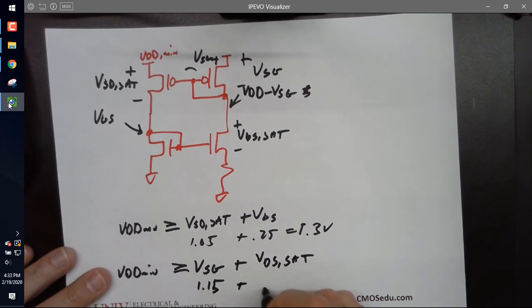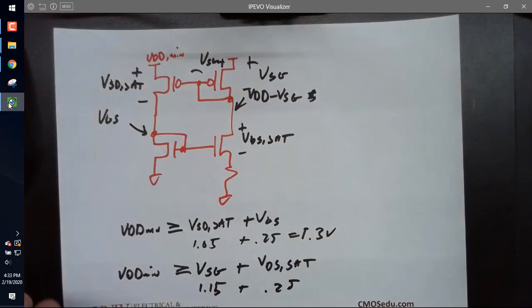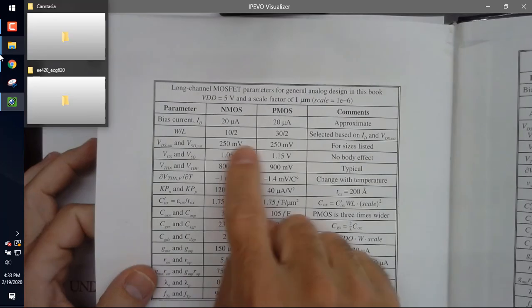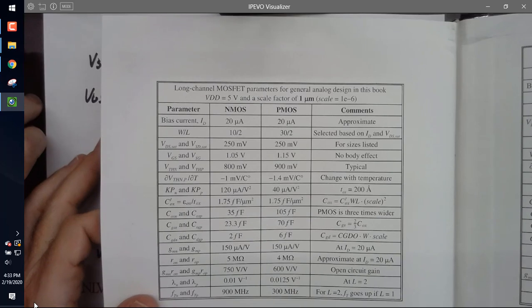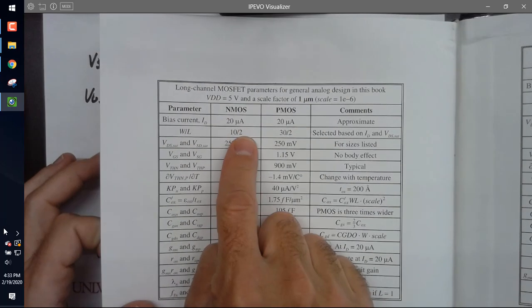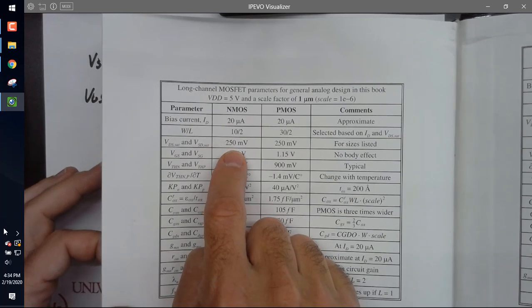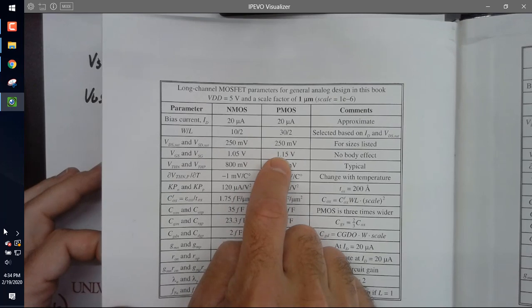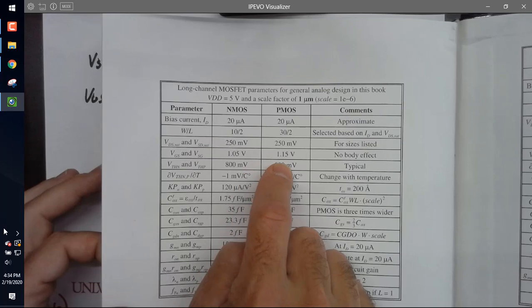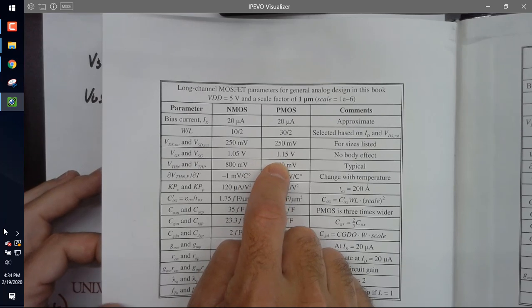VDS SAT is 0.25 again in the example. And I say that, does everybody know what I'm talking about when I say the example numbers that I just used, like in the back of the book? I said, okay, well, let's just, so we don't have to calculate the numbers over and over again, let's assume that a basic design is, of course, the device size changes, these are going to change. But the device size is 10 by 2, and they bias them at 20 microamps, and then we get 250 for the VSD SAT, VDS SAT, and 1.05 and 1.19 because the threshold voltage of the NMOS is 0.8 and the threshold voltage of the PMOS is 0.9. Everybody see that?